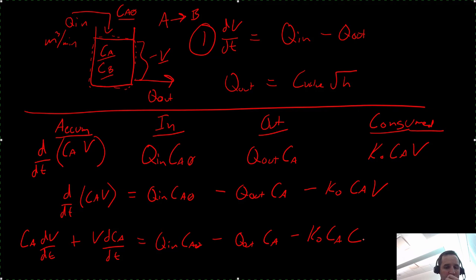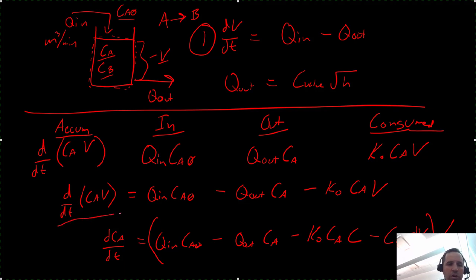Okay, so now we're going to solve this equation explicitly for this quantity dCa dt. So I'm going to take this whole term and subtract it from both sides. So that term is now eliminated from the left-hand side. Now I'm going to take this whole quantity and divide by volume. So we divide both sides by volume. Now we're left with a differential equation that is solved explicitly for dCa dt.